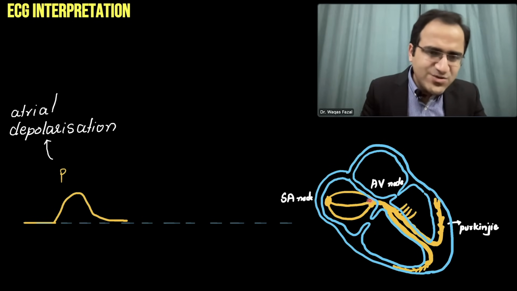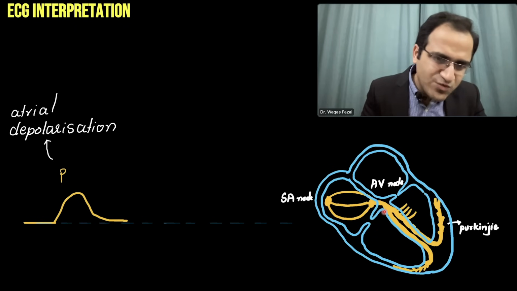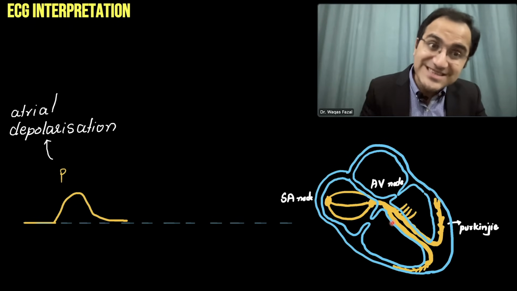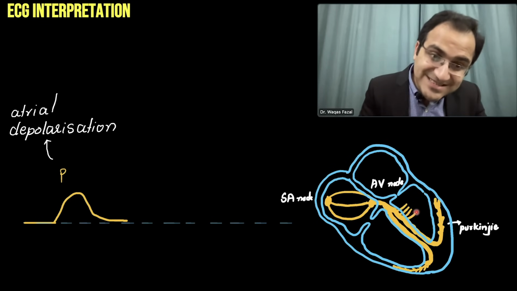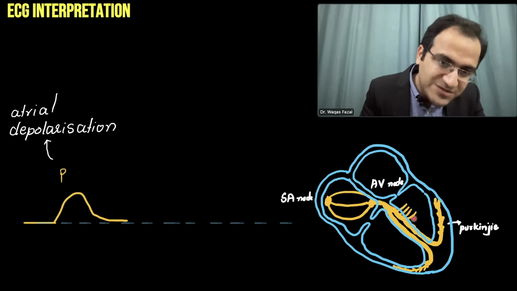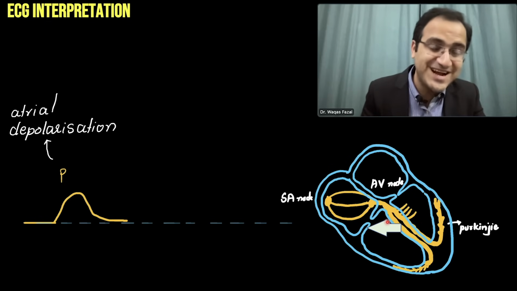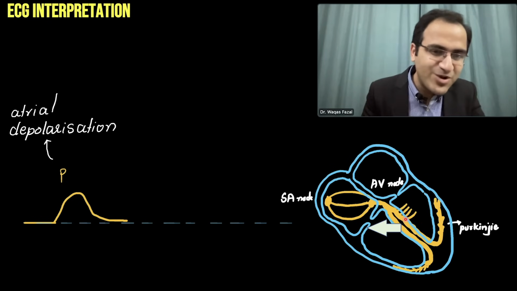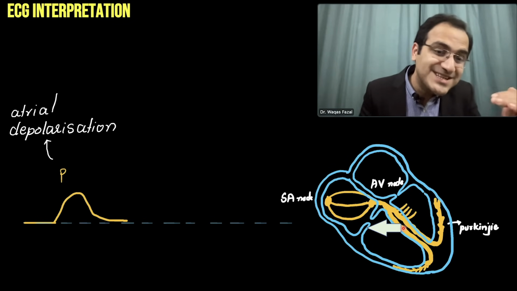Now the current flows from SA node towards the AV node, and from AV node the current goes towards the bundle branches, and in the bundle branches, remember, the left bundle branch depolarizes first and the right one depolarizes later. The left side gives current to the right bundle branch, and for a short period of time, current flows from left side towards the right side. Current is flowing from left to right to depolarize the right side, because the right side has thicker fibers. They depolarize rapidly, and when they depolarize, they send signals toward the right side, and you will see that the current moves in this direction.